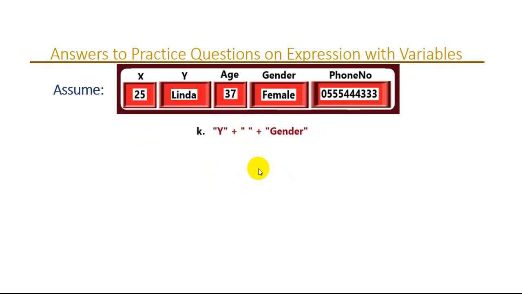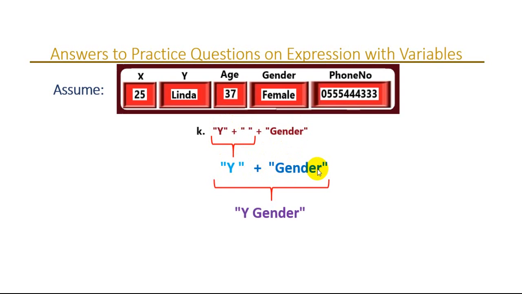So when we do this, again we do the leftmost ones first. It will be y and 1 space, these two joined. Then the rest is plus gender. Now y space is joined to gender. Okay, then we get y and space, then gender. That is concatenating. Here there is no reference to any variables, so straight away these values are taken, y, because of the double quotes. So this is the result of k.